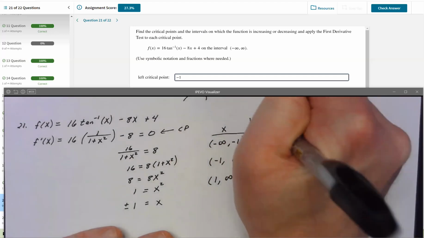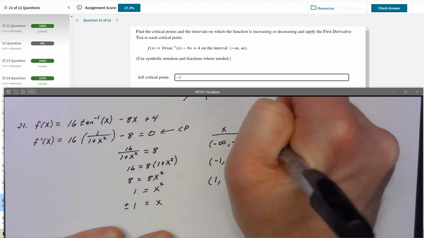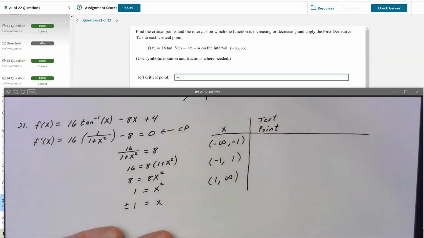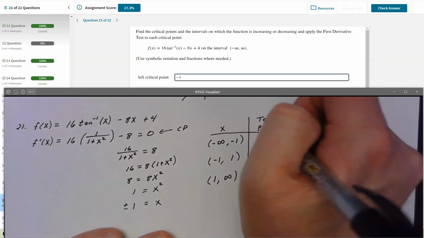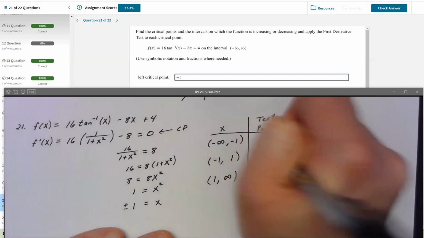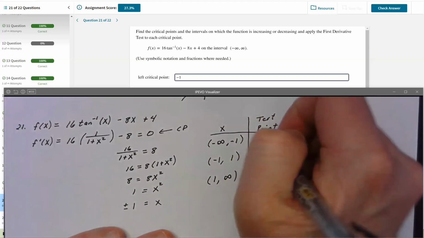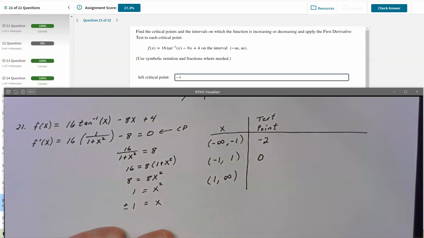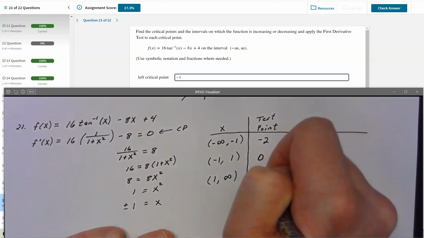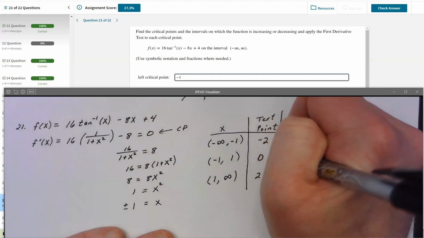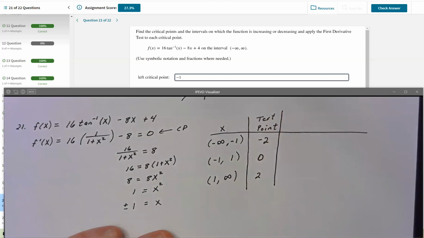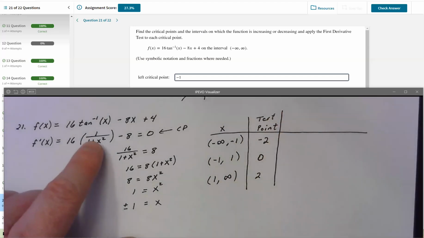In each of these regions, what you're going to do is choose a test point. For this first region, some number between negative infinity and negative 1, I'll choose a negative 2. Some number between negative 1 and 1, I'll choose a 0. And then some number between 1 and infinity, I'll choose a 2. Nothing special about those test points other than, of course, they are in the region they're supposed to represent.